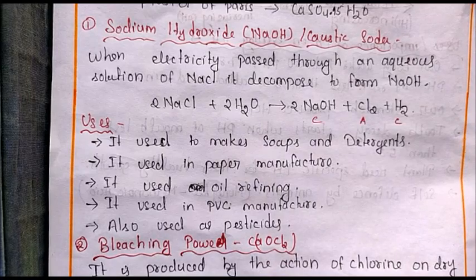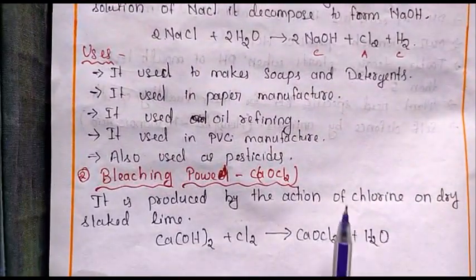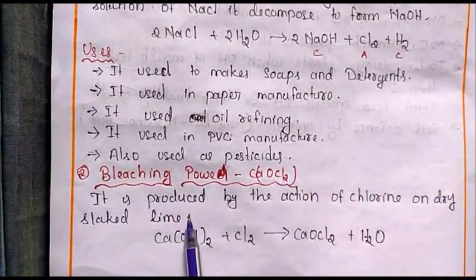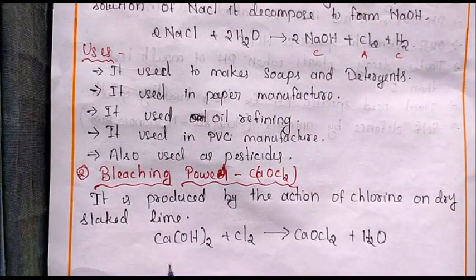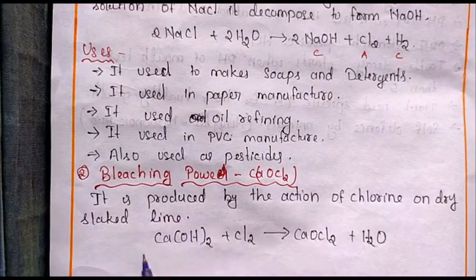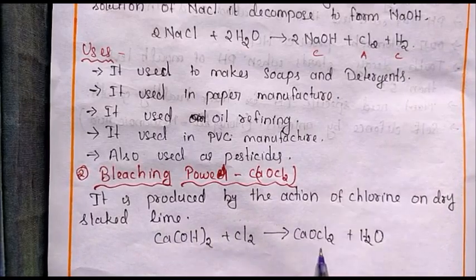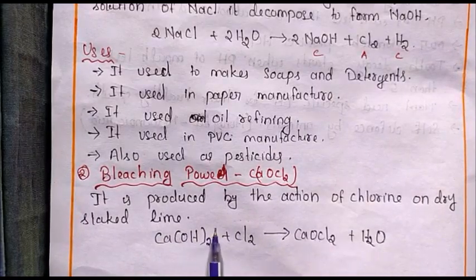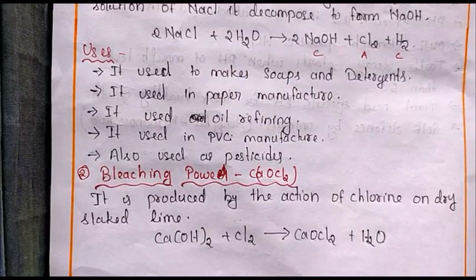Now come to bleaching powder. The second chemical is your bleaching powder. That is CaOCl2. It is produced by the action of chlorine on dry slaked lime. The formula of slaked lime is Ca(OH)2, calcium hydroxide, plus chlorine. It will give you bleaching powder and water. Slaked lime plus chlorine, we will get bleaching powder and water, CaOCl2 plus water.